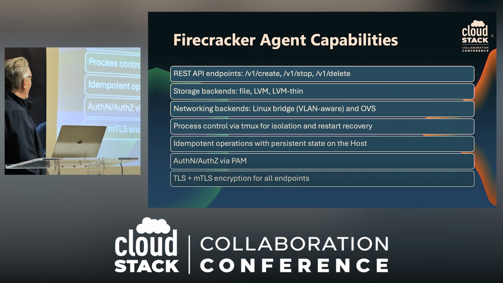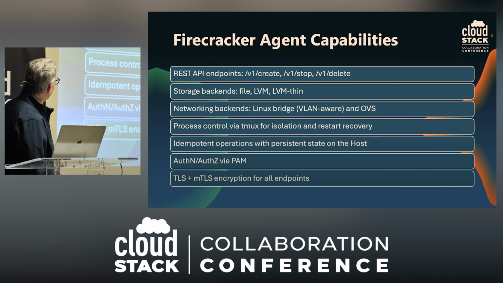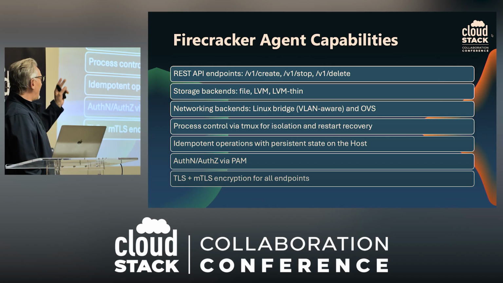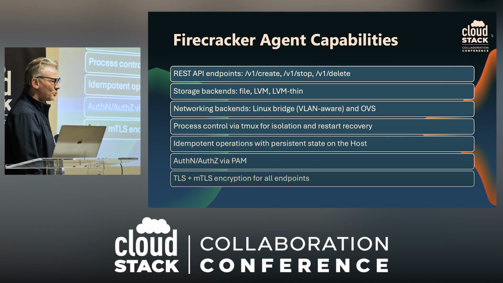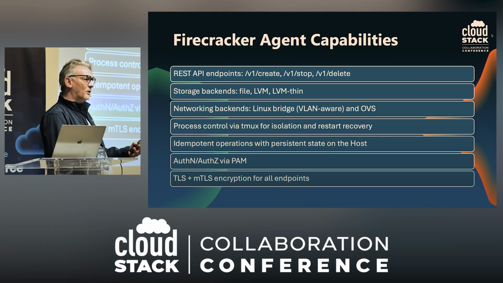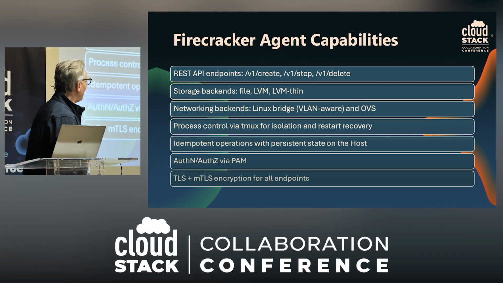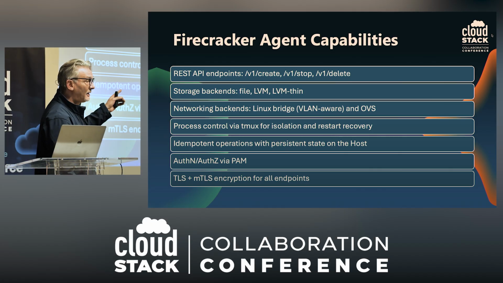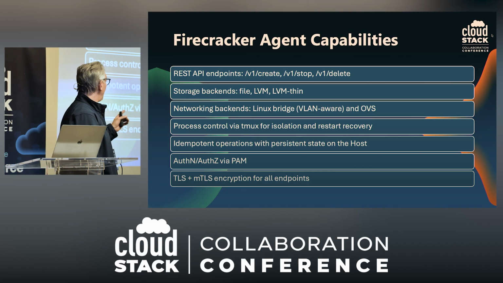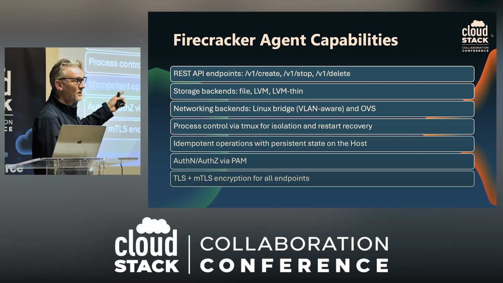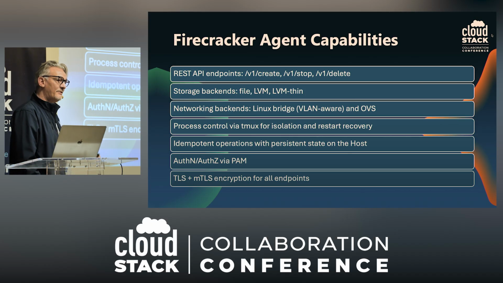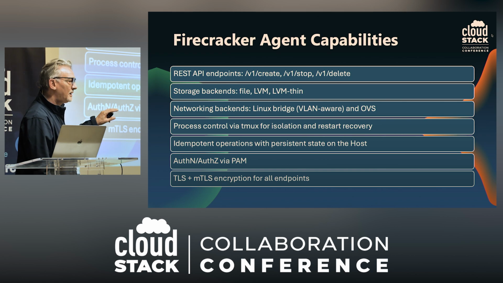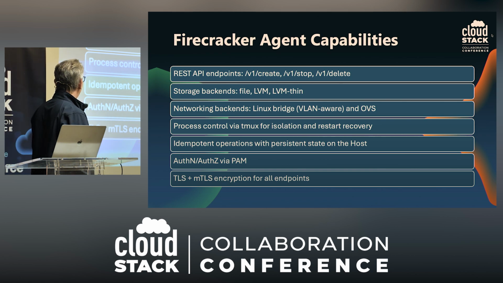Some capabilities: endpoint using RESTful API. I developed some backends for storage: file and LVM thin. To be faster, I think LVM thin makes more sense because you can clone faster and boot the micro VM faster as well. Network: Linux bridge with VLAN and Open vSwitch with VLAN as well. I also have a process using tmux to provide a serial, and in that case I can expose it to the VNC console. I'll show it after.